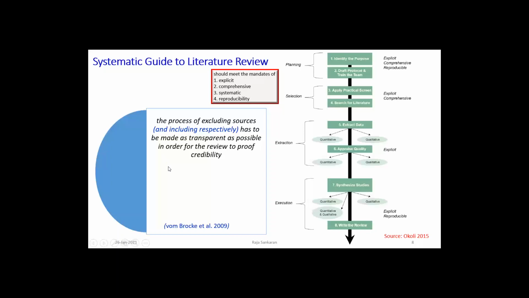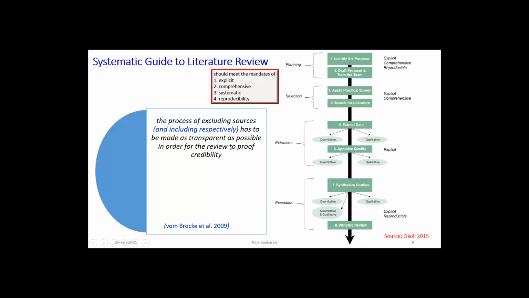I'll take a couple of key aspects with respect to what has been quoted by Von Brocke in 2009. It says the process of excluding the sources. What we are talking about here is inclusion-exclusion criteria, and what we are doing in a systematic manner. So anything that we do, either for excluding or for including, has to be made transparent as possible in order for the review to prove credibility. There are a lot of keywords here. Exclusion, inclusion criteria, I've just gone through that. What could be the process associated with it? How many steps for each one of them, the rationale associated with it? I've just gone through those 12 steps. It has to be made as transparent as possible.